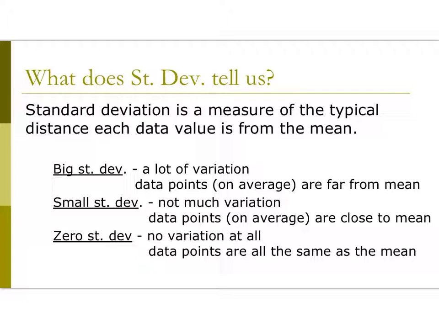We keep using this word standard deviation, but what does standard deviation tell us? It tells us the typical distance each value is from the mean. Generally, if I have a big standard deviation, then on average my data is farther from the mean than with a smaller standard deviation, which means I don't have too much variation on average. A lot of the data points are closer to the mean. If I have a 0 standard deviation, that means all the data points are exactly the same.